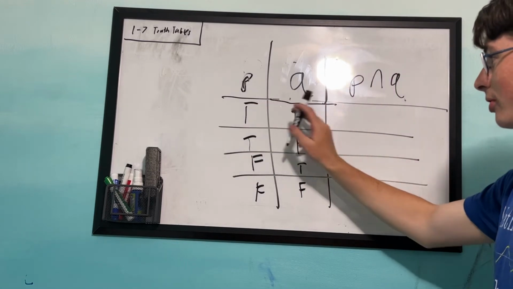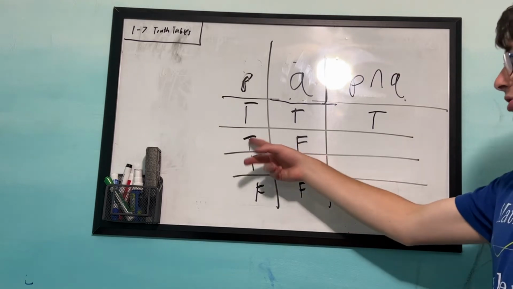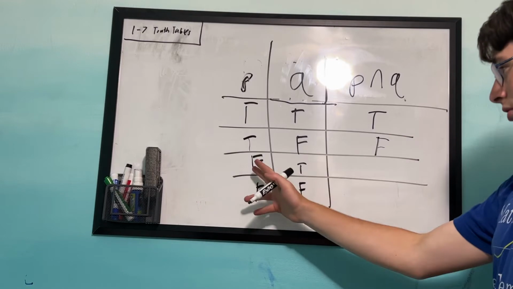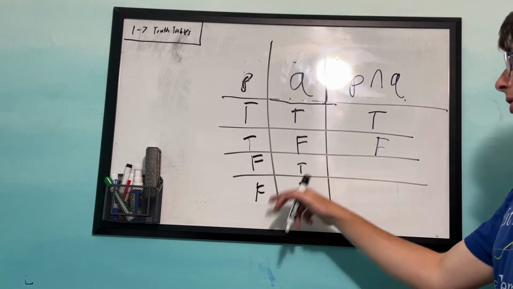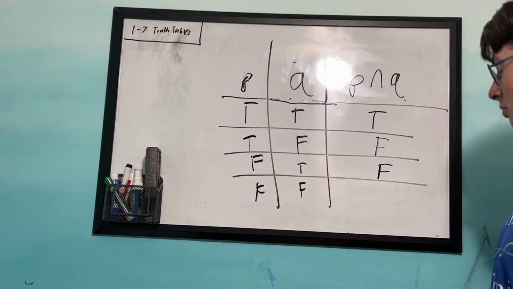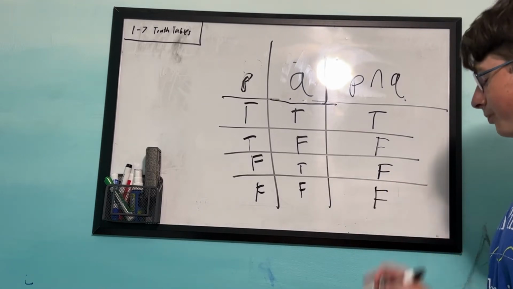So to find p is true and q is true for this. Well, p true, q true, this is true here. We have p true, but we don't have q true, so this is false. Same here, we don't have p true, but we have q true, so it's false. Down here we don't have p true, and we also don't have q true, so it's false.